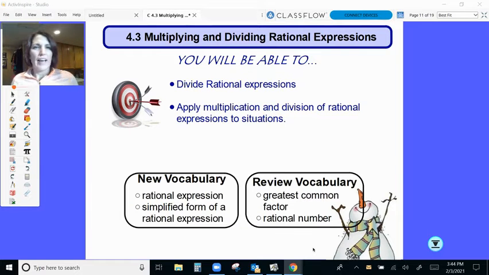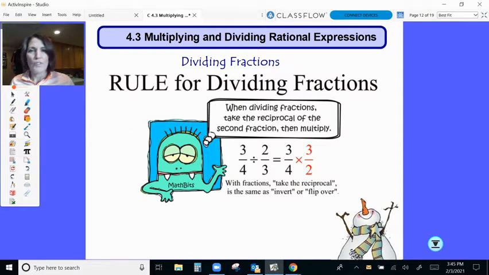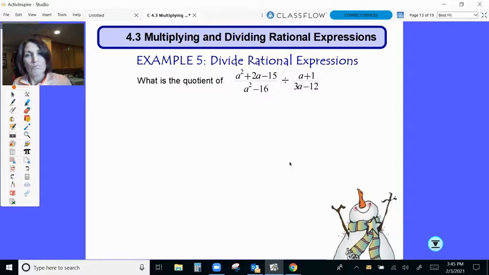Welcome back to the second day of 4.3. Today we're going to divide rational expressions. It's very similar to multiplying, but different, okay? So if you look back at the rule for dividing fractions, when we divide fractions, we take the reciprocal of the second fraction and then multiply. So you can see how it's similar to multiplying, but we have to just remember to flip or invert the second fraction here, and then we can multiply, okay? So you can see it's going to be similar to multiplying, but just different.